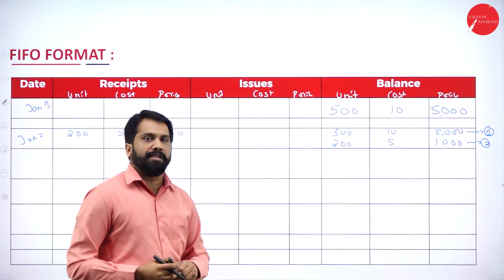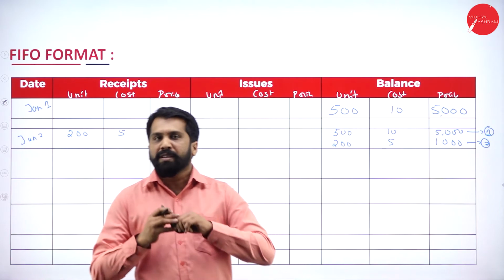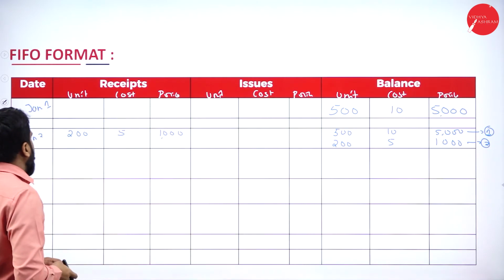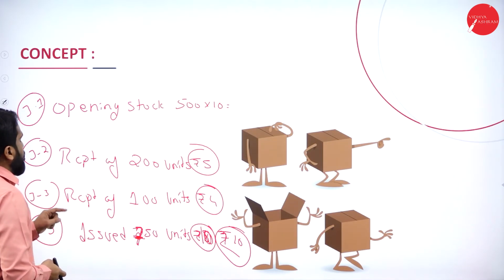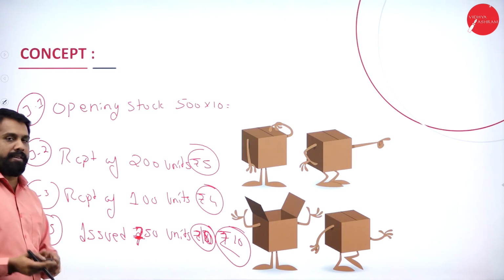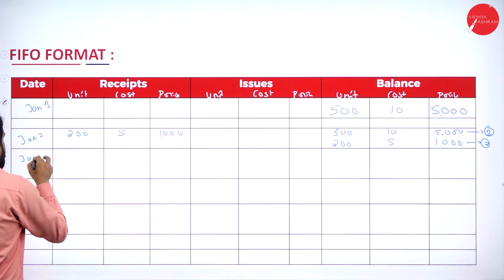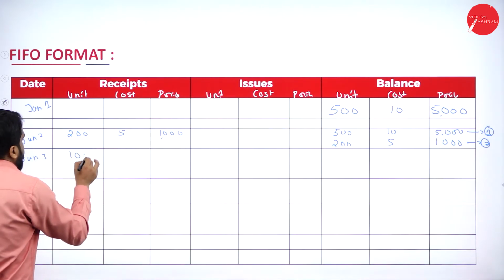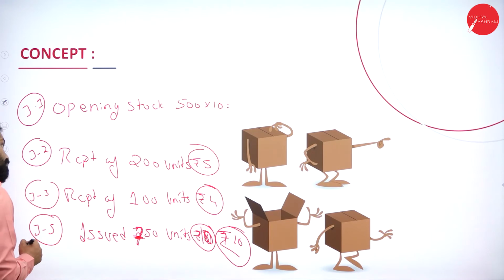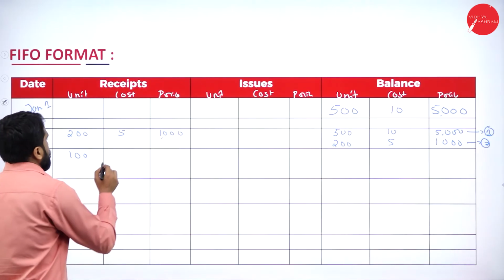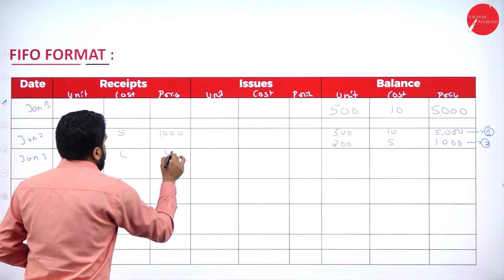Any doubt up to this? The answer is no. Yes. Now we'll go for the next. January 3rd, again receipt of 100. Same procedure. January 3rd, receipt of 100. What is the price? Price is 4. It will be 400.